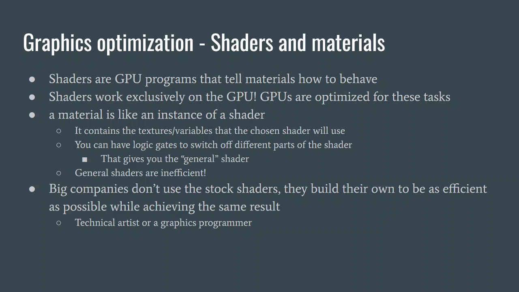So a shader is a program that says, put these pixels here in this way, and a material is like an instance. You can assign a texture to a shader, and that's a material. So it'll contain textures, it'll contain variables. Like if things are shiny and you want to change how shiny it is, that's a variable that you would have inside a material that the shader would use to determine how something looks. You can also have things like logic gates to switch off to different parts of the shader. And that kind of gives you the general shader. Like you'll see in Unity, I'll show you exactly what they look like.